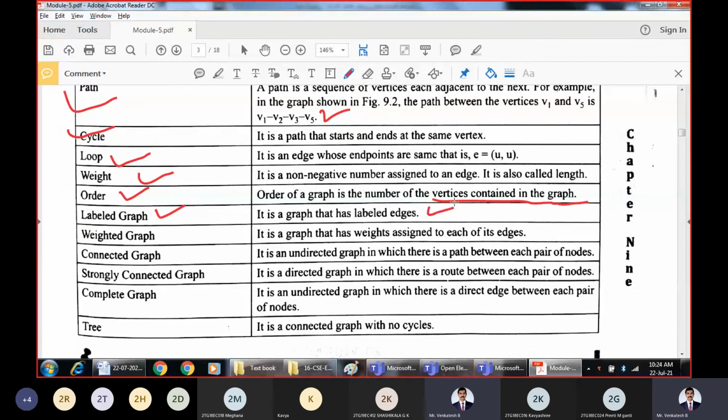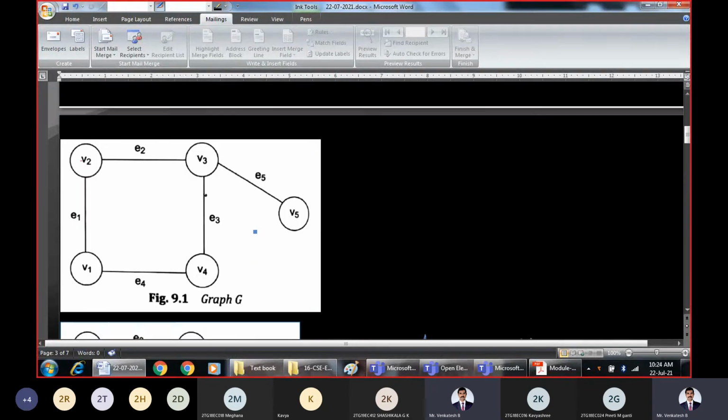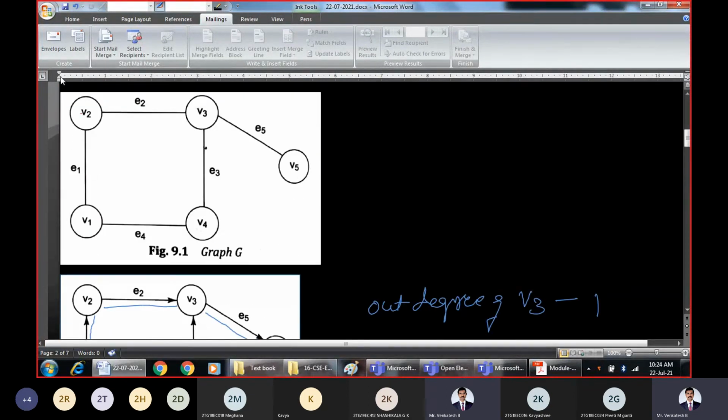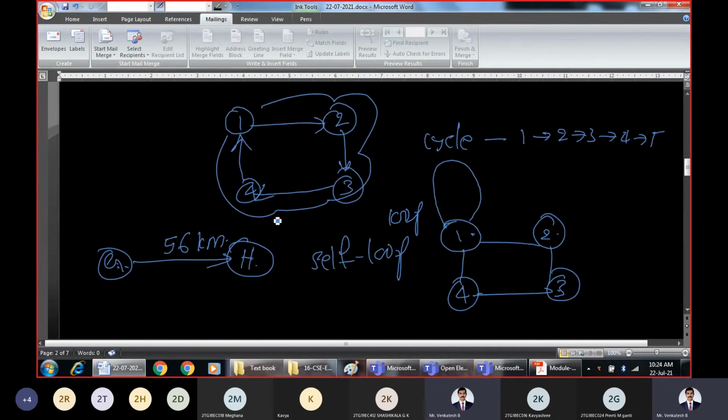Labeled graph. It is a graph that has labeled edges. That means all the edges are given some proper labeling. Then it is called as a labeled graph. So these are examples of the labeled graph, whatever we have said, because all the edges are labeled here with proper identification given for each and every label.